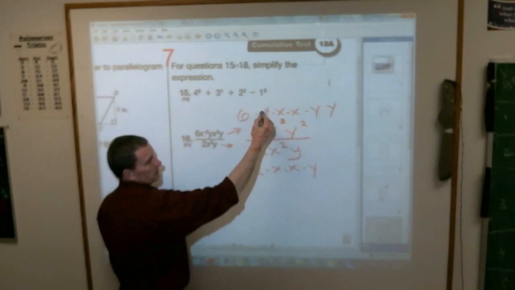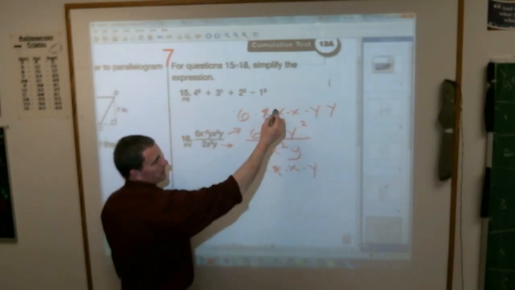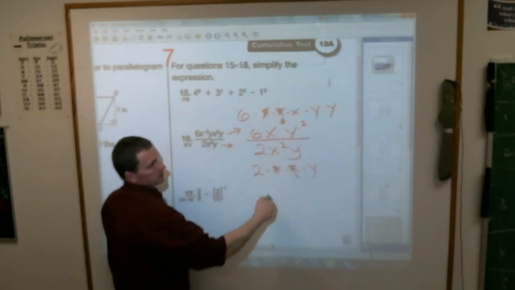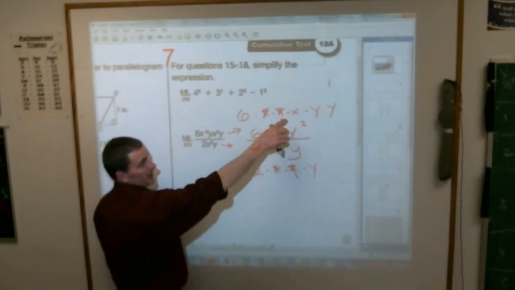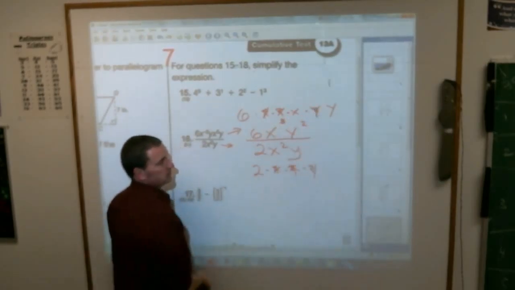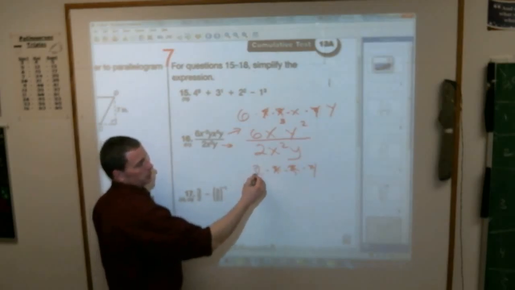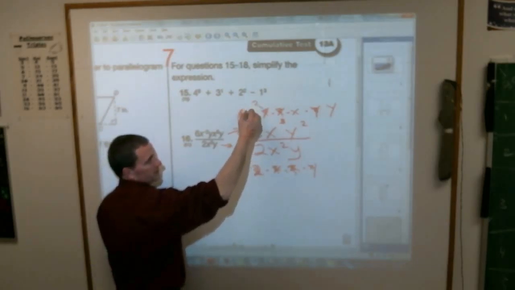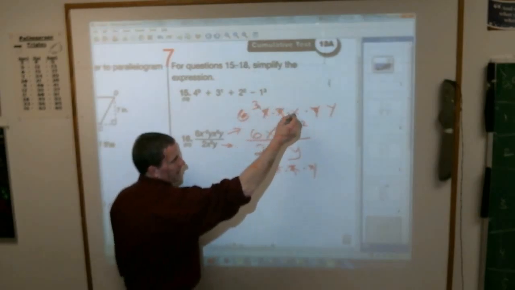So you can cross off this x with this x. The second x with the second x. There's no other x's on the bottom, so that x is going to stay there. 1 y crosses off with 1 y there. 1 y is on the bottom. 2 goes into 6 3 times, so you're left with a 3xy.